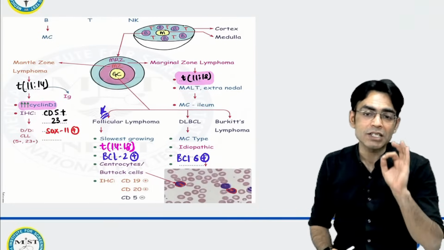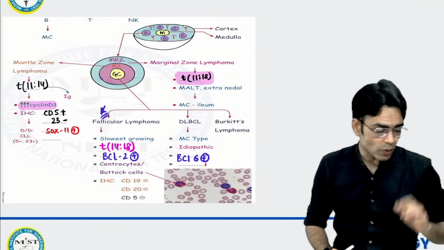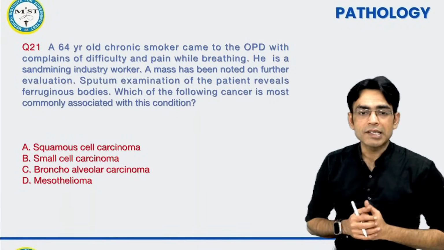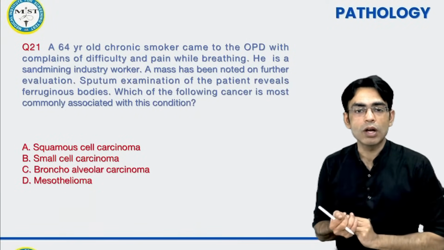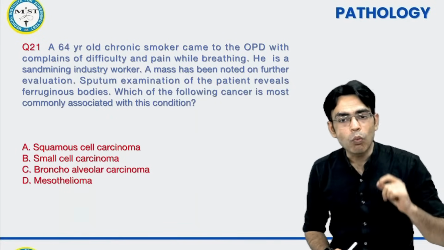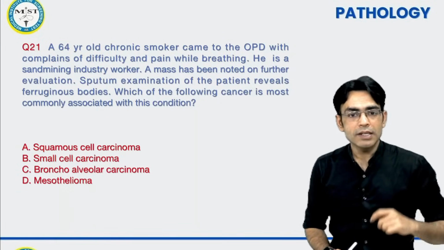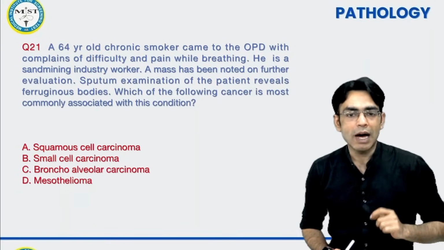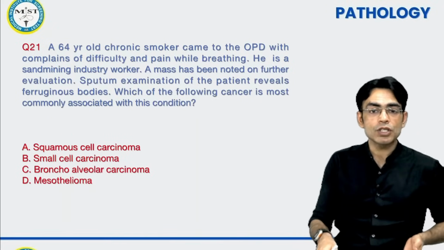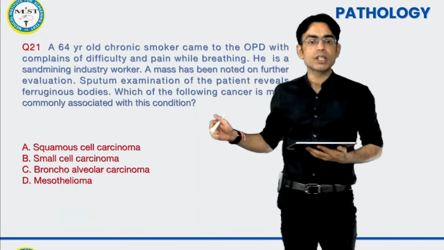Non-Hodgkin's lymphoma is Burkitt, starry sky appearance. Okay, very good. Chalo, a 64-year-old chronic smoker came to the OPD with complaints of difficulty and pain while breathing. He is a sand mining industry worker. A mass has been noted on further evaluation. Sputum examination of the patient reveals ferruginous bodies.